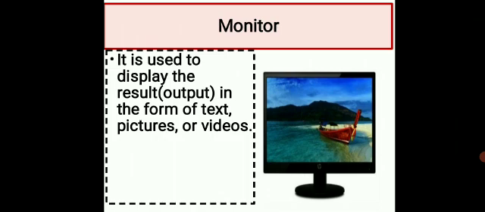Monitor. Monitor looks like a television. It is used to display the result in the form of text, pictures or videos. It is also known as visual display unit. The information that we see on a monitor is called soft copy. There are three types of monitors: cathode ray tube, liquid crystal display and light emitting diode.